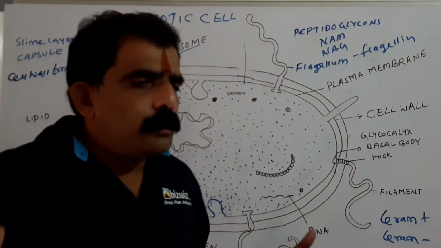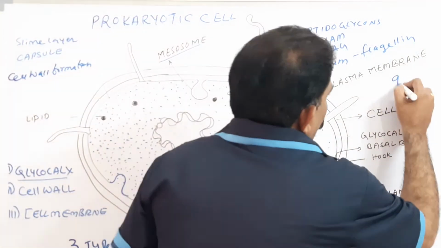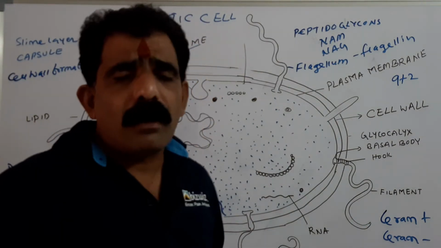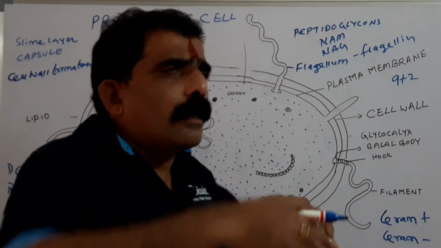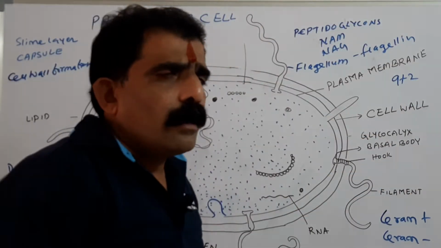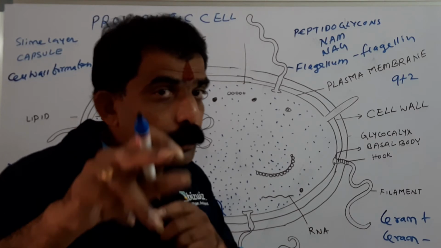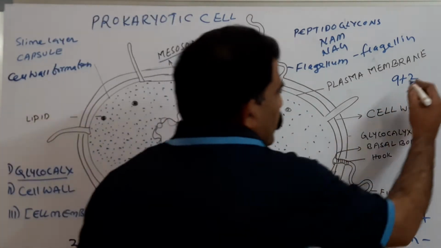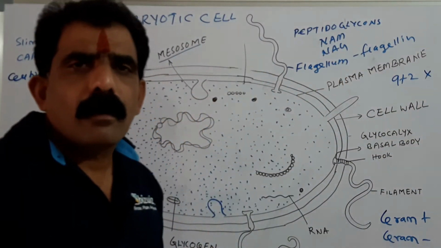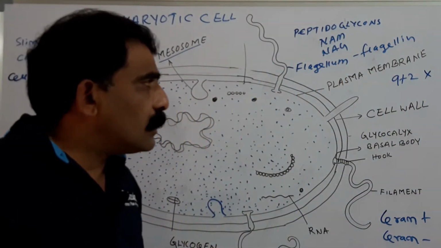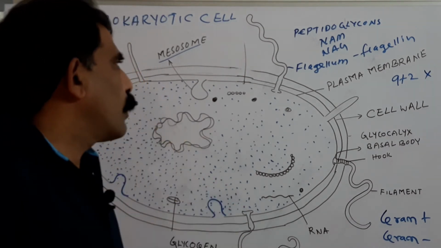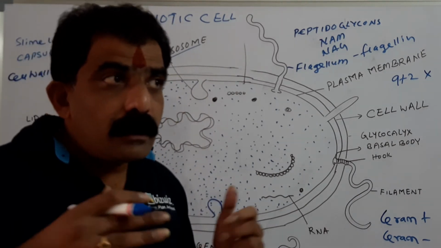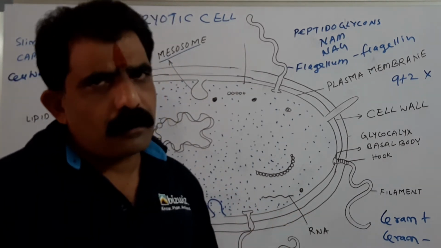Actually, flagellum shows a 9+2 arrangement of microfibrils in the case of eukaryotes. There, 11 microfibrils are there: 9 doublets are arranged peripherally and 2 singlets are present at the center. But in the case of prokaryotes, the 9+2 arrangement is not present. So prokaryotic flagellum lacks the 9+2 array. The flagellum is made up of flagellin, and it is responsible for locomotion.